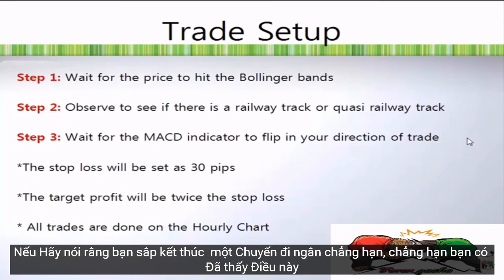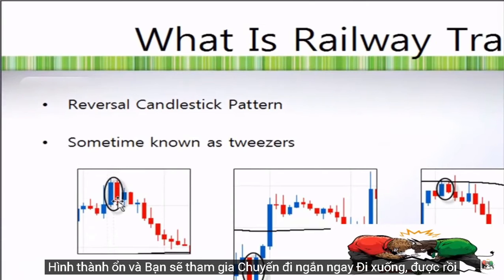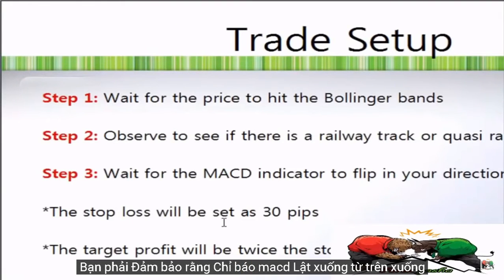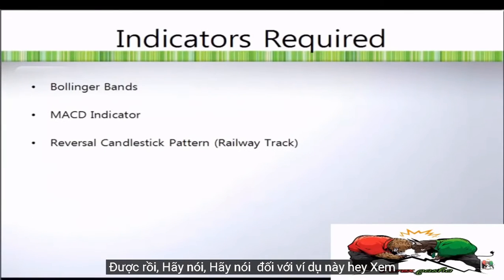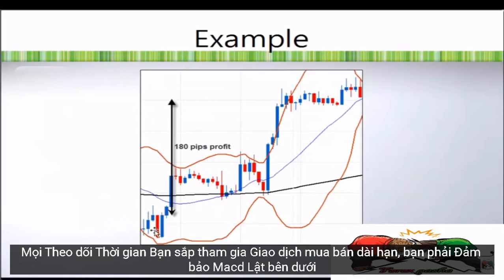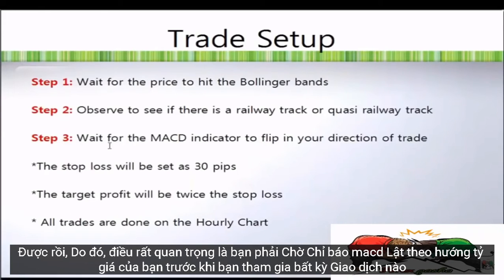If, let's say, you are going to enter a short trade, you have seen this thing forming and you're going to enter a short trade, going down, you must make sure that your MACD indicator flips from up to down. For this example, can you see? You have a railway track and you're going to enter a long trade. You must make sure MACD flips from below to up. Therefore it's very important: you must wait for the MACD indicator to flip in the direction of trade before you enter any trade.